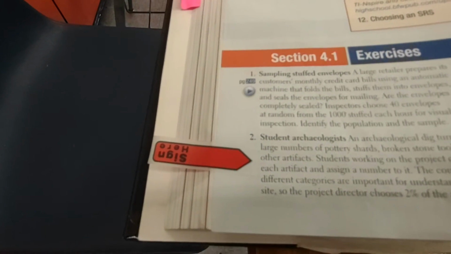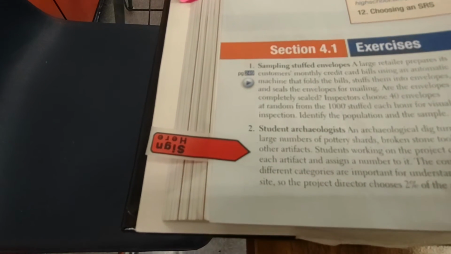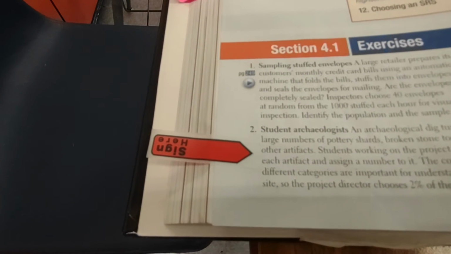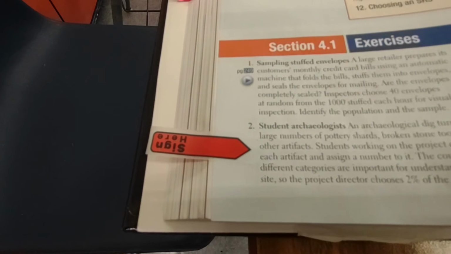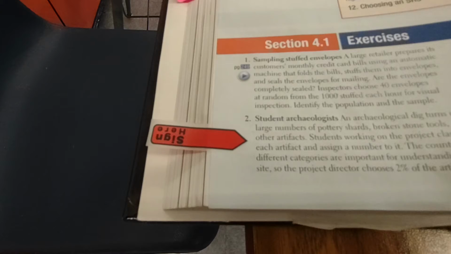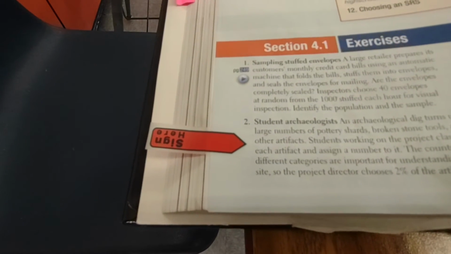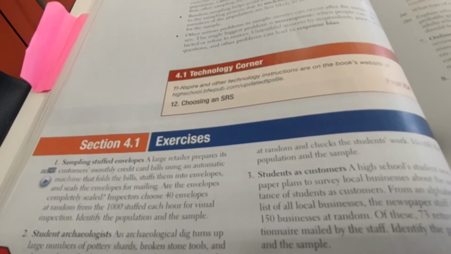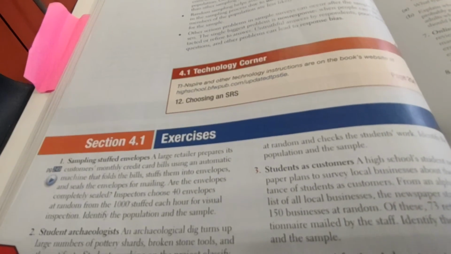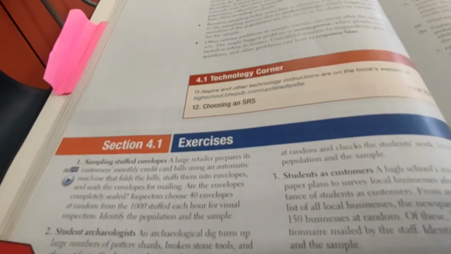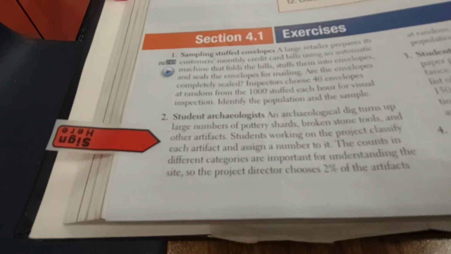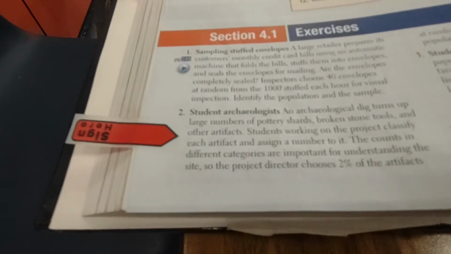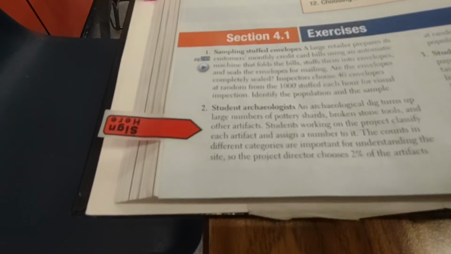So, student archaeologist. An archaeological dig turns up large numbers of pottery shards, broken stone tools, and other artifacts. Students working on the project classify each artifact and assign a number to it. The counts in different categories are important for understanding the site, so a project director chooses 2% of the artifacts at random and checks the sample of the students' work. Identify the population and the sample. So the sample is the 2% that he selected, and the population is all of the artifacts found.